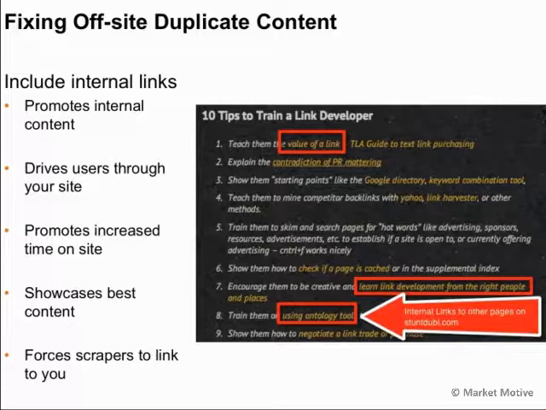If you're always linking back to your best content, you have that in mind when you're writing, blogging. It forces those scrapers to link to you if they're republishing and including any links within the content that they scraped from your site. So include those internal links, at least a couple within every article, and this will help mitigate some of the offsite duplicate content issues as well.